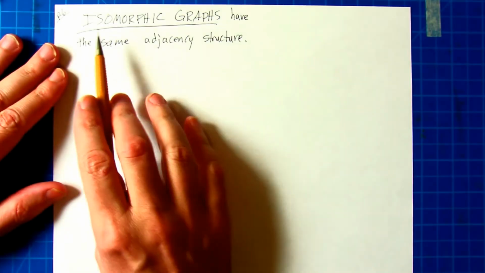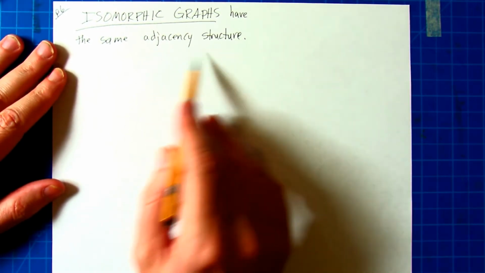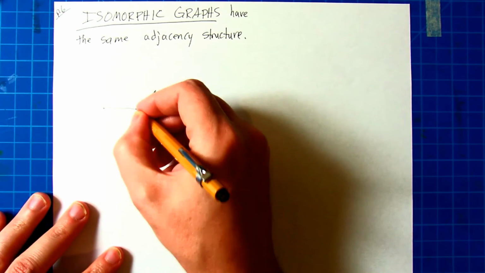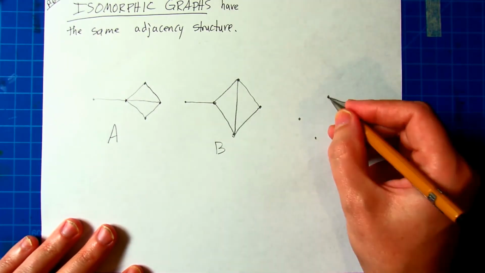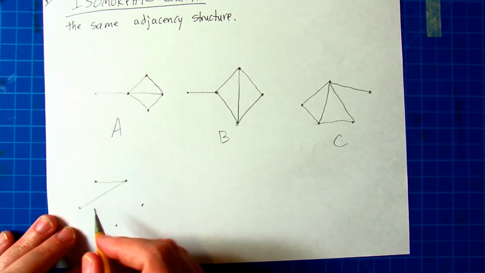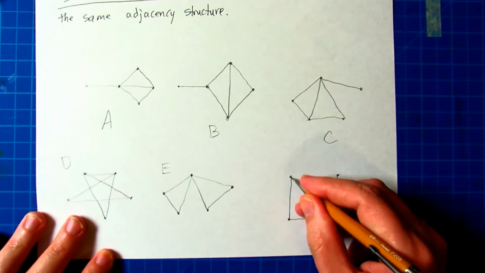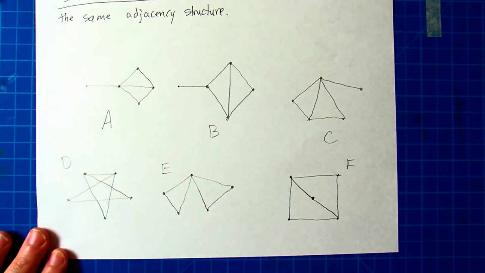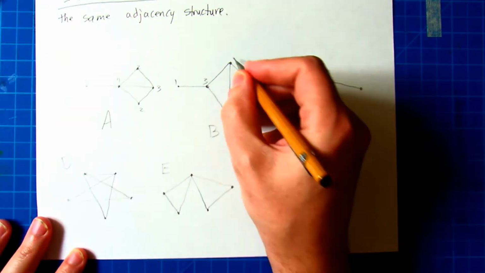Lastly, I want to talk about isomorphic graphs. These have the same adjacency structure. Well, that is kind of a mouthful. To see what that means, let's just draw a few graphs. Here I've drawn 6 graphs, each of which has 5 vertices. To determine which ones are isomorphic, it helps to label the degrees of the vertices.